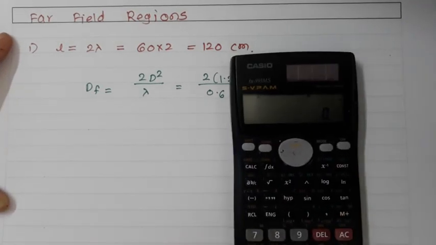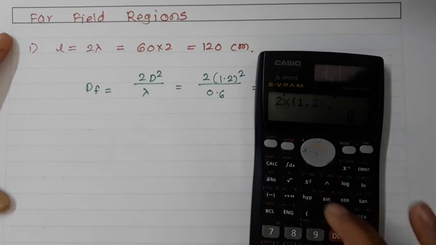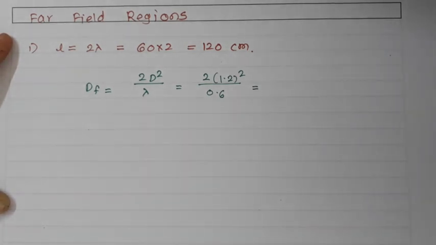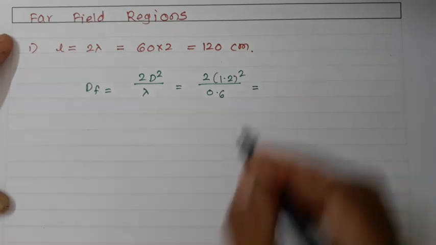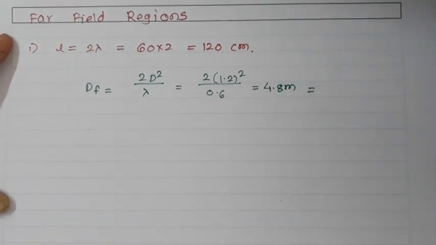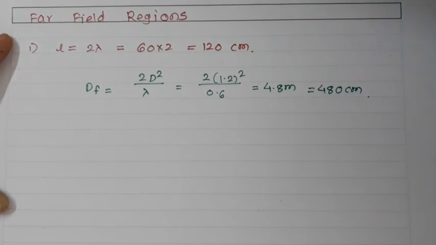So here, 2 into 1.2 square divided by 0.6. So this is nothing but 4.8. I can say these come in meters, so 4.8 meters, which is nothing but, into 100, 480 centimeters. As we are not dealing with this antenna, we just calculate this.